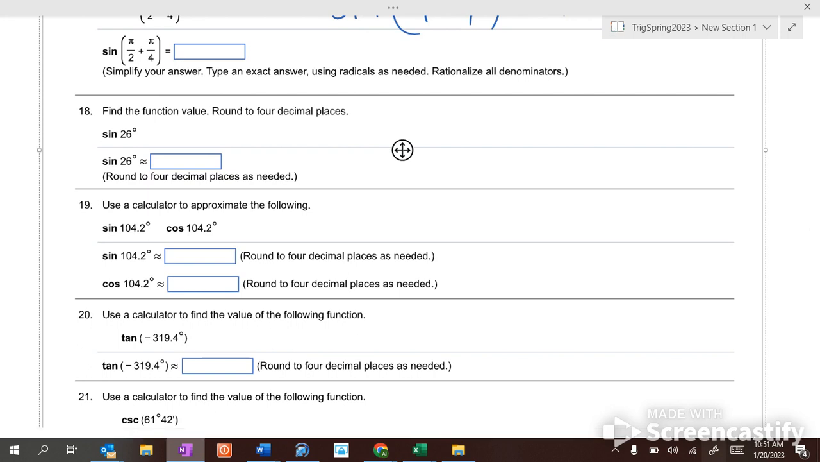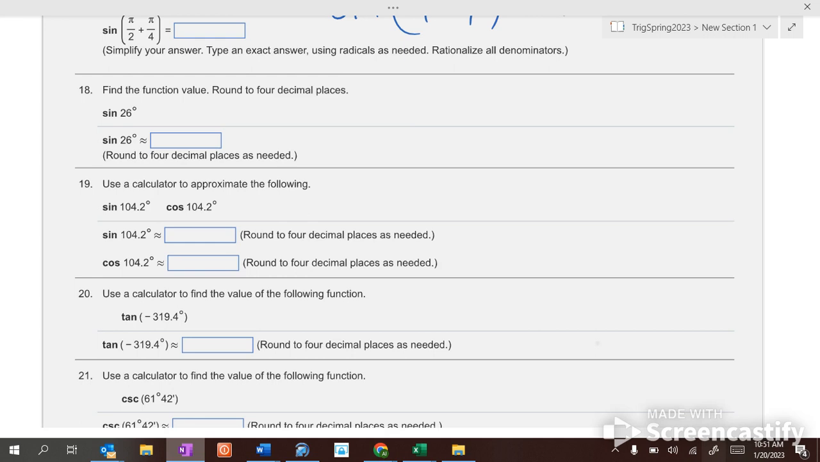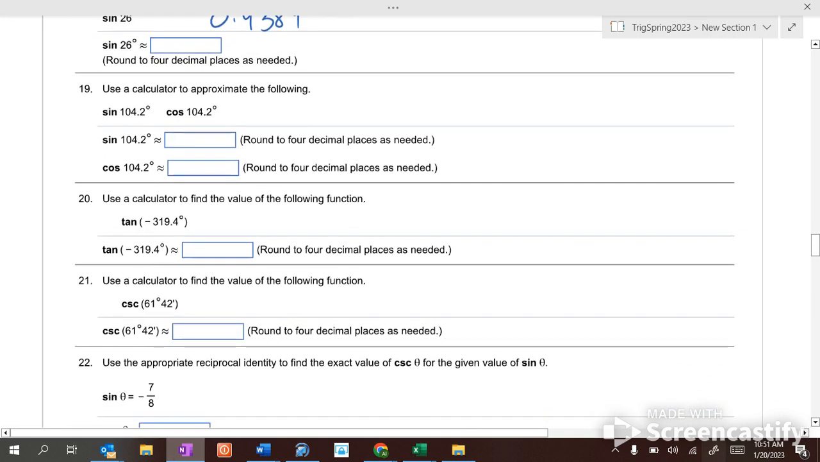What's the sine of 26 degrees? Well, make sure your calculator's in degree mode, not radian mode. So you hit mode and make sure you're in degrees, not radians. And you hit sine of 26 and you write down your answer to 4 decimal places. 0.4384. Okay, so I'll skip the next one.